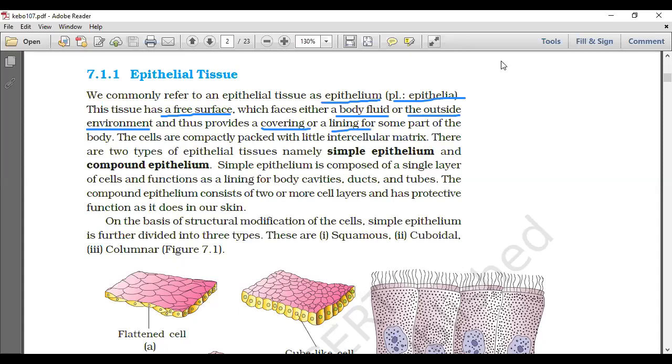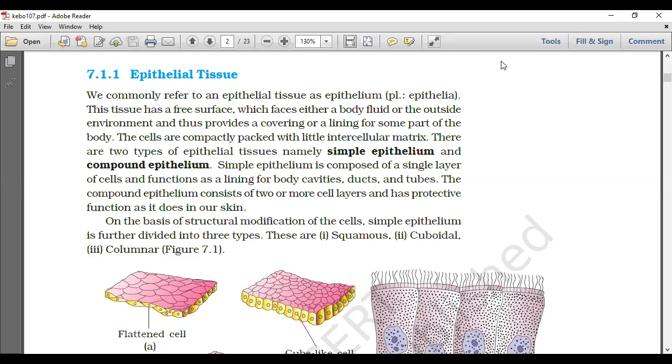The cells are compactly packed with little intercellular matrix. There are 2 types of epithelial tissues, namely simple epithelium and compound epithelium.